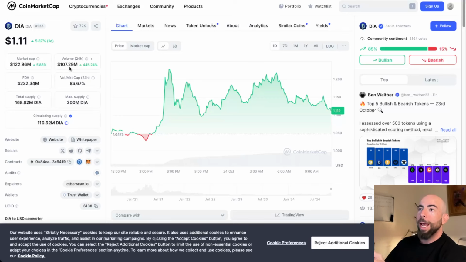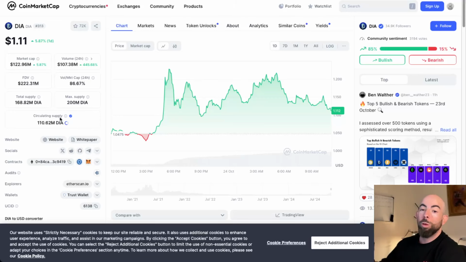Boom. Check this volume, over 100 million traded in this. Now maybe some wash trade or whatever, but you can see it's elevated as well. Volume to market cap, almost 100%. This is looking good. Circulating supply, just a bit of 50%. Not the best, but it can be traded, right?